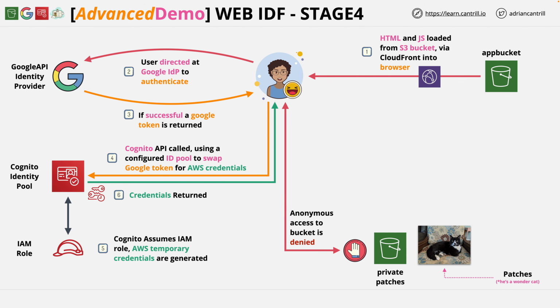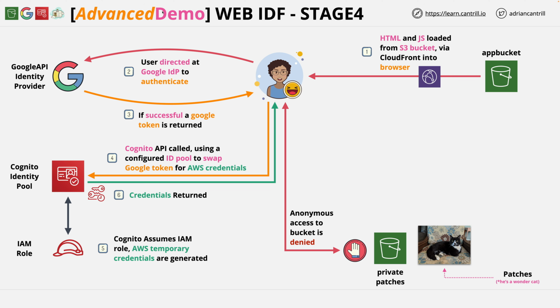Welcome to stage 4 of this demo series, and in this stage of the demo series you have access to temporary AWS credentials. So what we're going to do in this stage is configure the HTML and JavaScript which are stored within the application bucket, and we're going to add the necessary configuration so that this JavaScript, when running within our web browser, is able to access AWS resources.